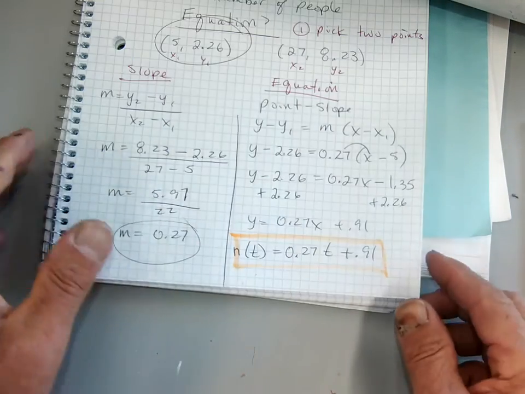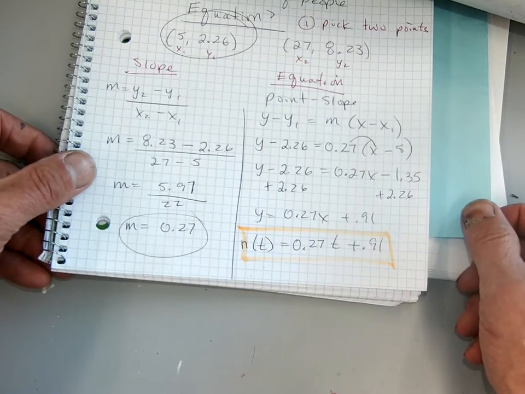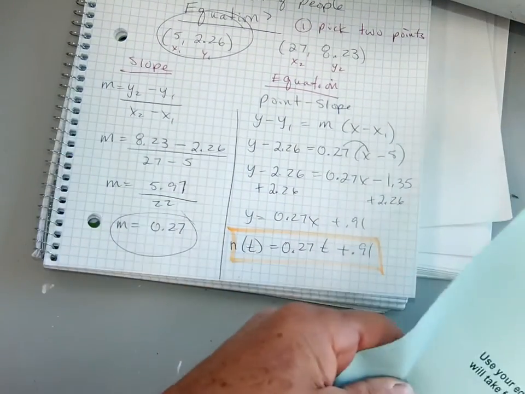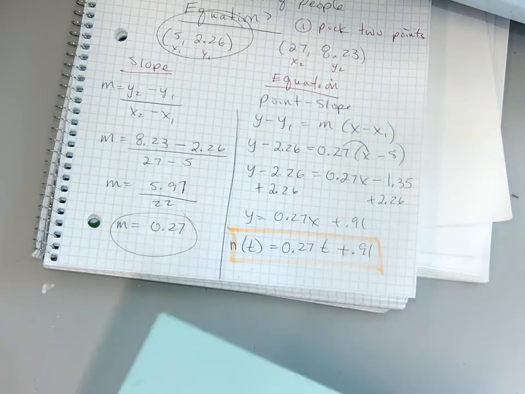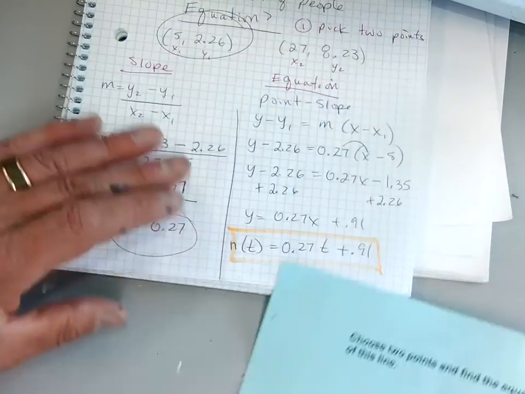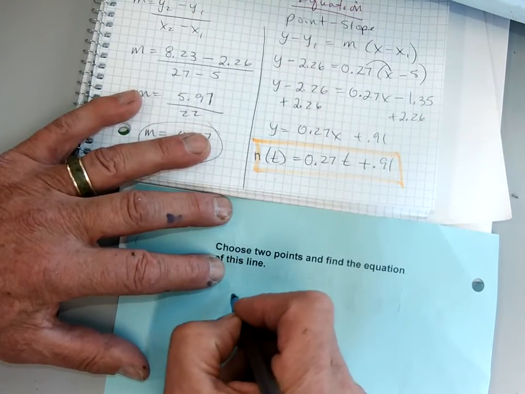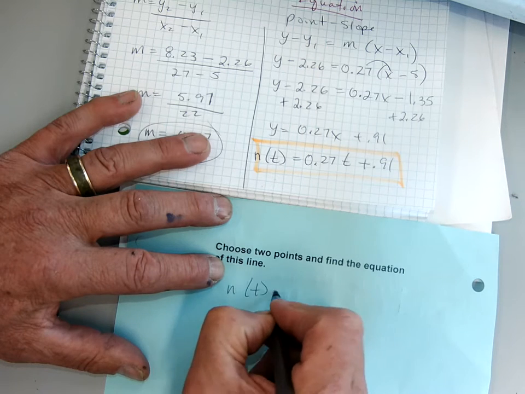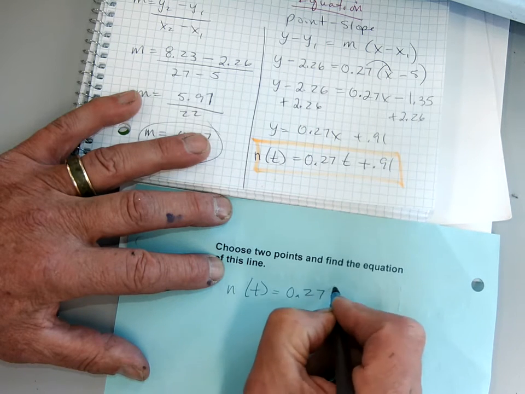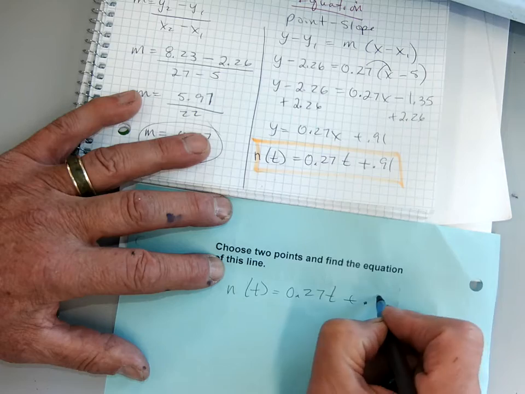Now, am I going too fast? I'll wait for you to get the equation. So on the back side, I'm going to write my equation. My equation was N of t equals 0.27 t plus 0.91. Okay?